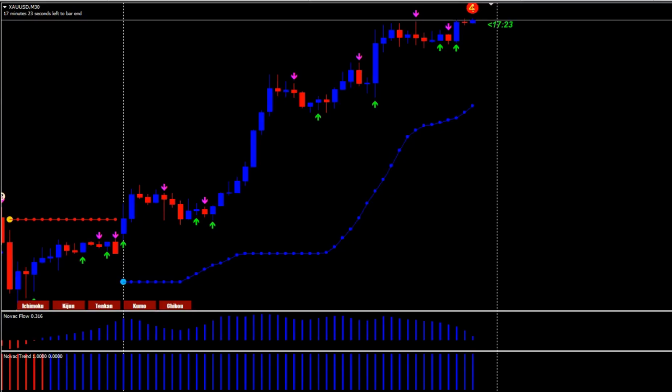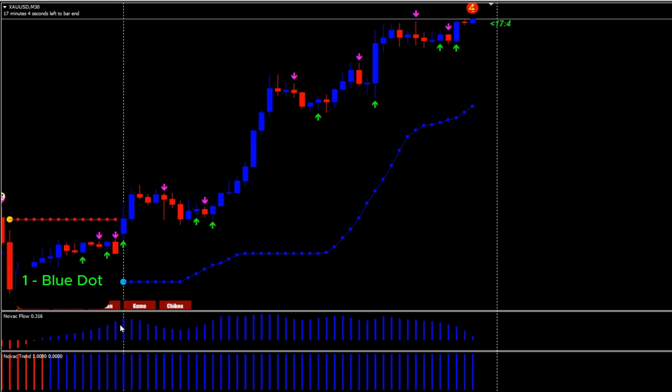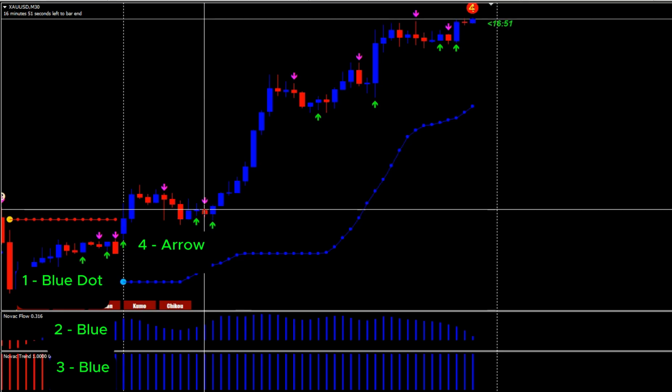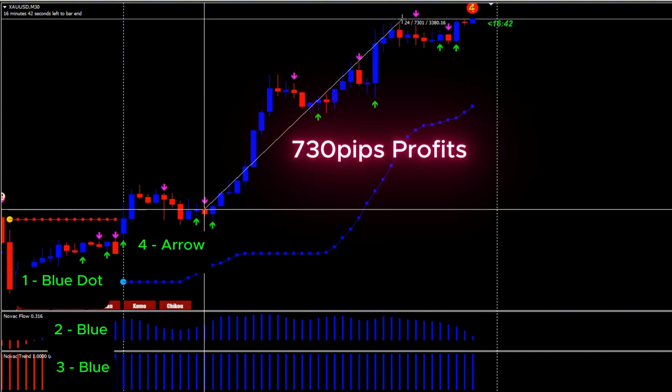Okay guys, some of you asked about the SOP again, so we go through and do some backtesting. There are only 4 steps that you need. First, for a long position or buy, you need to see the blue dot and then check that Novak flow is in blue, Novak trend is in blue, and you wait for an arrow. Then you see the arrow, high getting higher, and just enter a buy. Then it went down a bit and then went up, until about 730 pips.